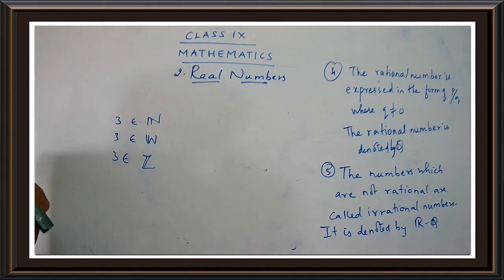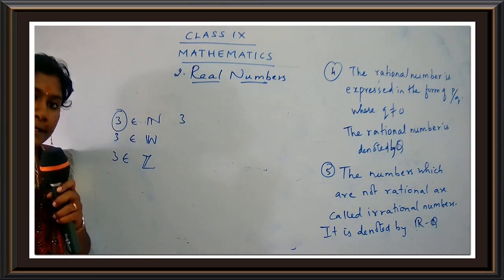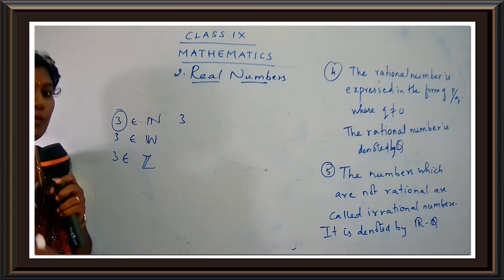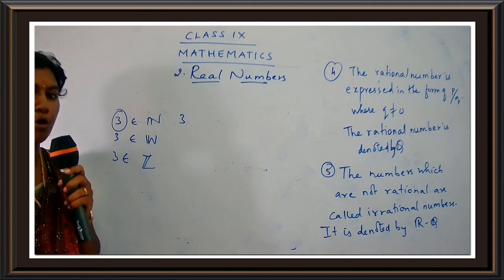Now let's check for the rational number. What about the rational number over here? Can we write 3 in the form of numerator and denominator? Yes. How many people say yes? Okay. How many people say no?